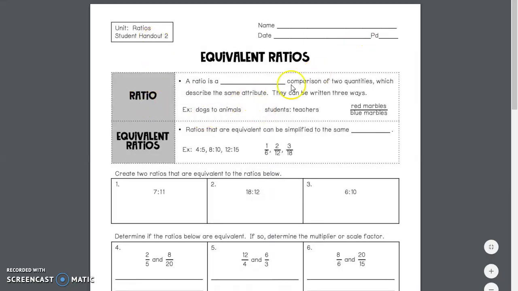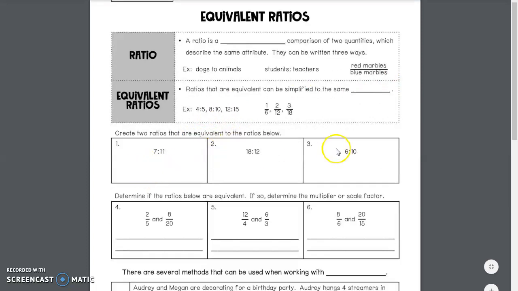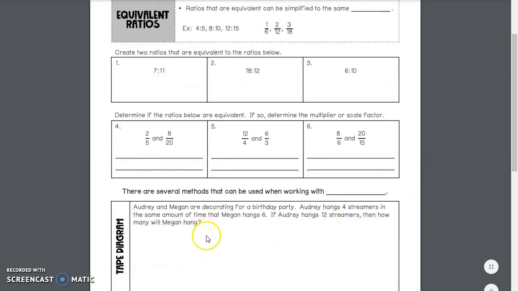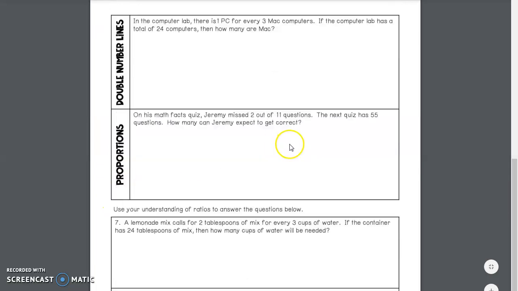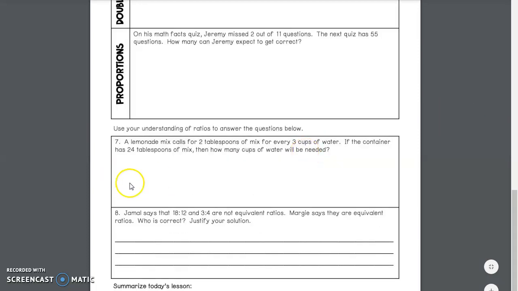Fine with that. So on Friday, we did page 1. This is what we did on Friday, 1 through 6, and tape diagrams. We did our tape diagram foldable on Friday. So today, what you're going to do is you're going to go back, and now you're going to work at the double number lines. This is the back of student handout 2. So you're going to do double number lines. You're going to do proportions. For proportions, all you're going to do is set up as a fraction, okay? Set that up as a fraction, and then you're going to answer 7 and 8.